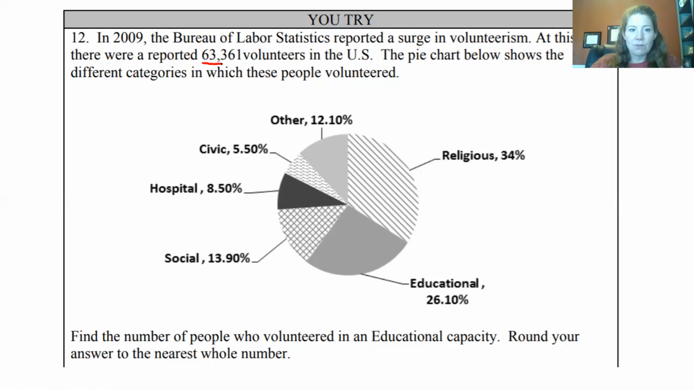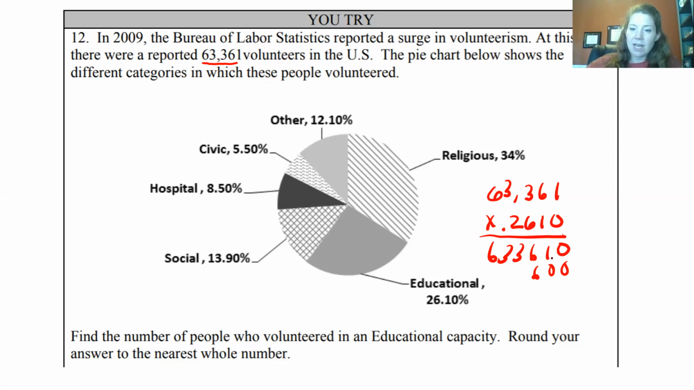So here's our grand total, and it shows us that 26% of them volunteered. So we are going to turn our percent into a decimal. And our math problem is 63,361 times 0.26. All right, so 16336.